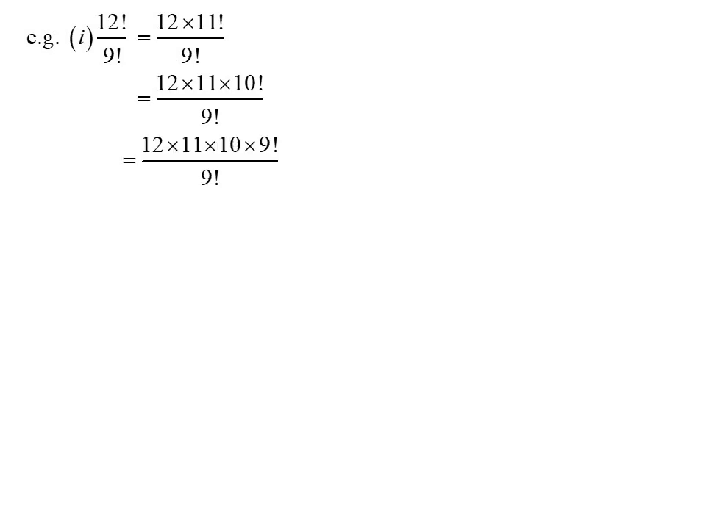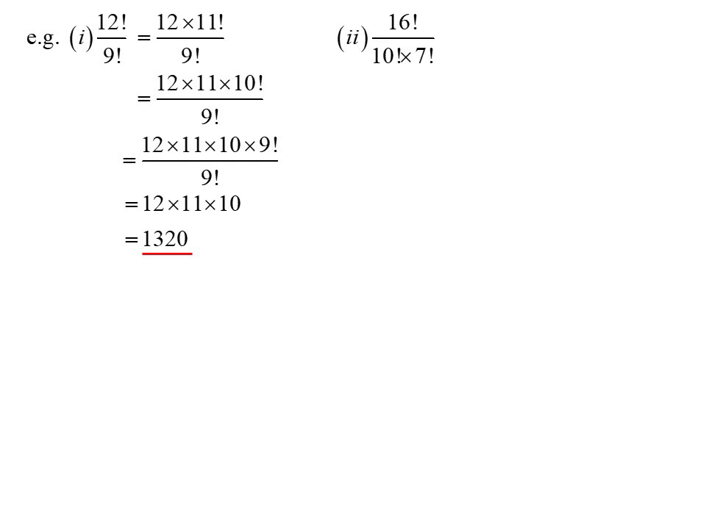If I had to cancel something like this, 12 factorial over 9 factorial, I can roll out the 12 factorial until I hit 9 factorial. So 12 times 11 factorial, which becomes 12 times 11 times 10 factorial, which becomes 12 times 11 times 10 times 9 factorial. Now the factorials cancel, so that one is 12 times 11 times 10.